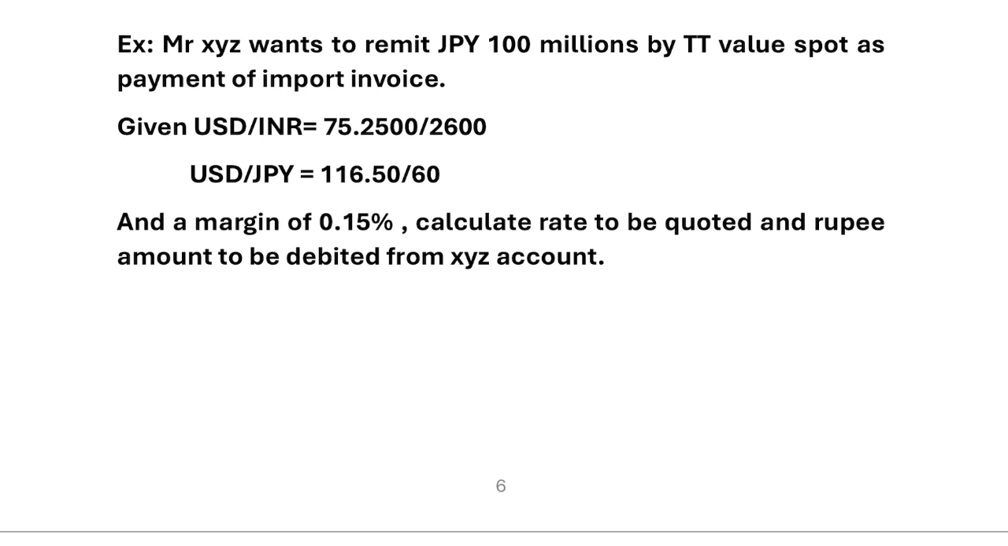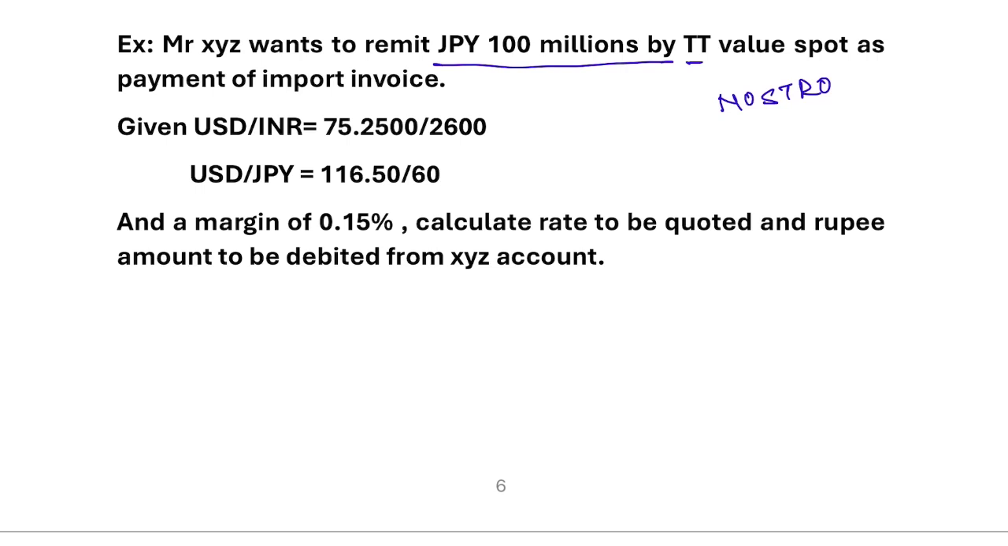This is a bit interesting also. So some Mr. XYZ wants to remit JPY 100 million by TT. TT means what? Telegraphic transfer. Telegraphic transfer means he has to remit this amount into Nostro account. Have you heard about Nostro account? Nostro account means what?